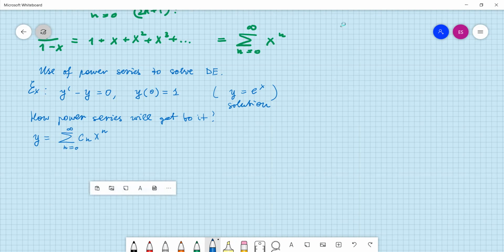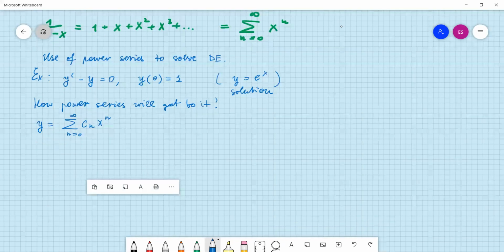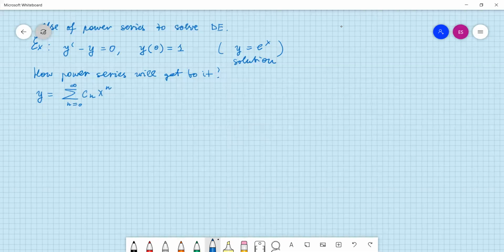What I'm going to do, guys, is differentiate my power series. So y prime. Well, I'm using standard differentiation rules. So it's c_n times the derivative of x to the power of n, which is n x to the power of n minus 1, and the sum starts with 1 to infinity. And then put it into the differential equation.